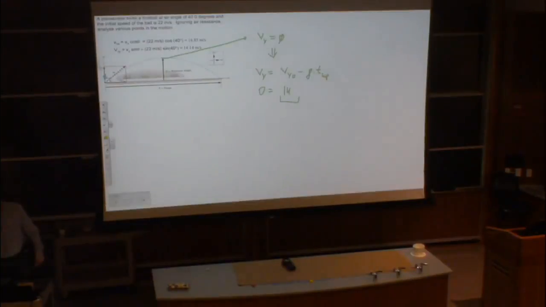This number comes here, minus 10. If we do homework, we don't use 10. Yeah, for homework we use 9.8 times time up. Time up is equal to 14.14 over 10, 1.44 seconds. All right.